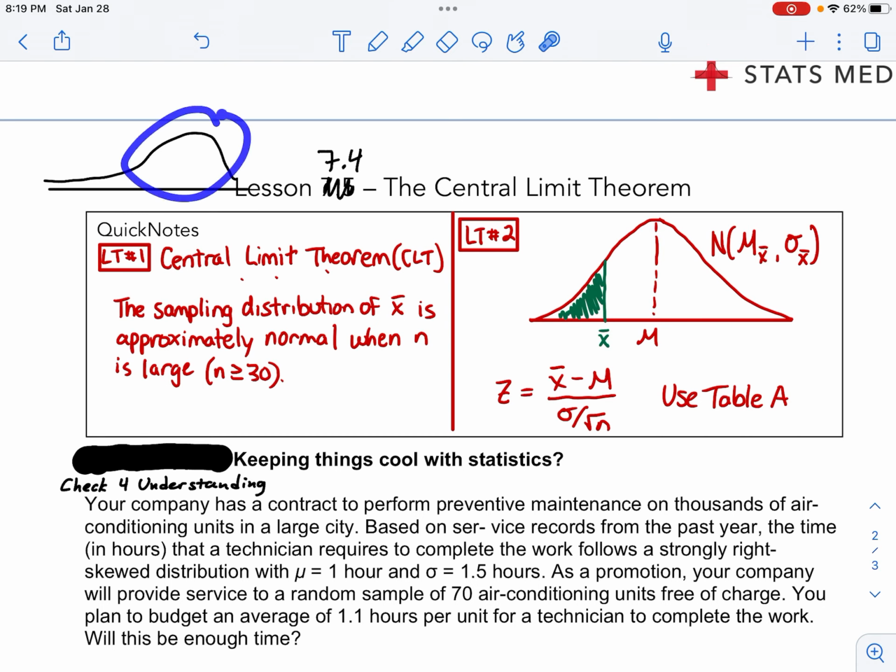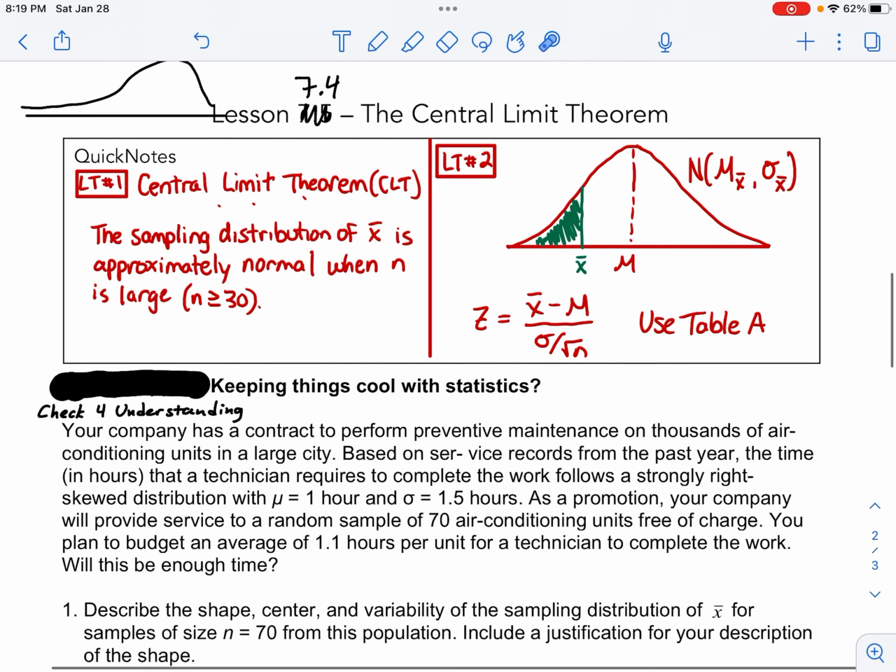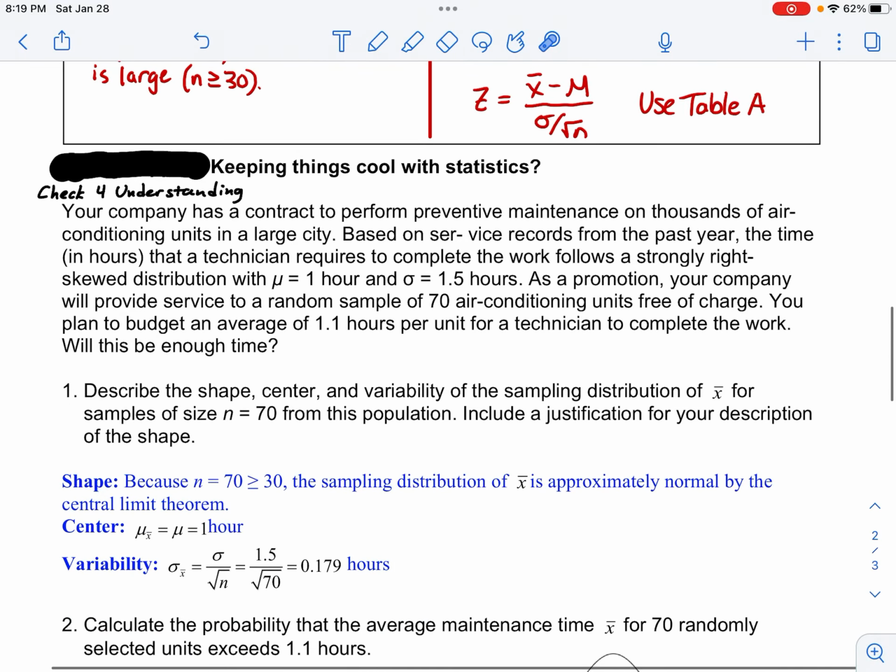So even though this is skewed, if you take enough samples, your samples are zeroing in on the mean. These skewed data points will maybe occur here and there, but the majority of them will be at the mean, so it will be a symmetric result. Anyway, all right, so here's the question.